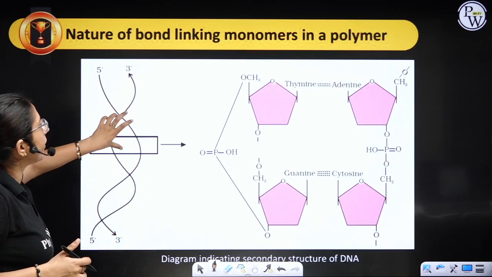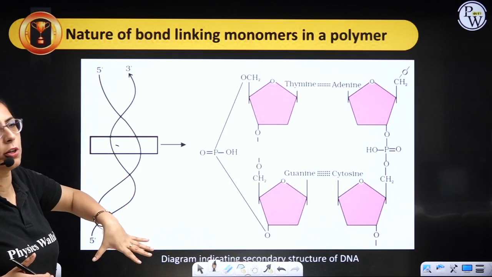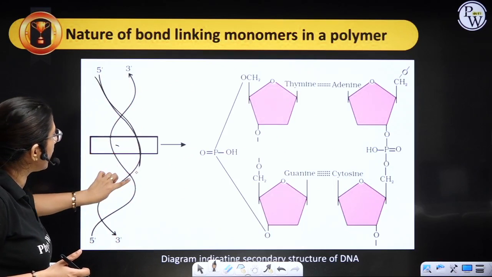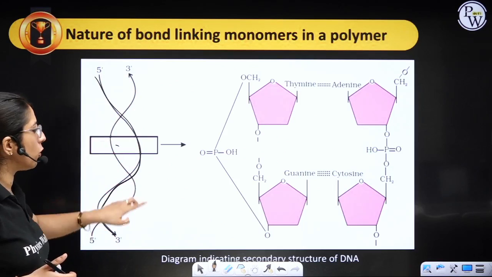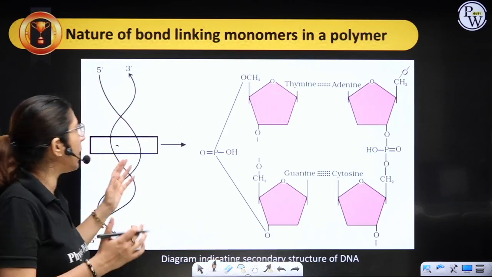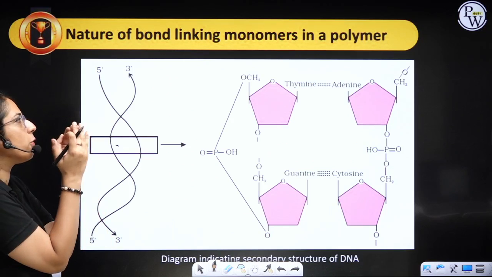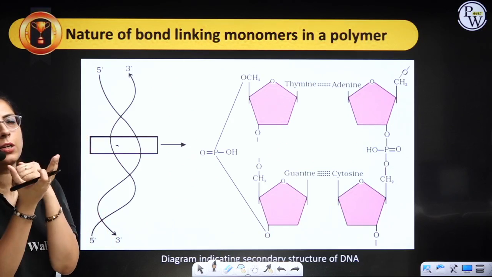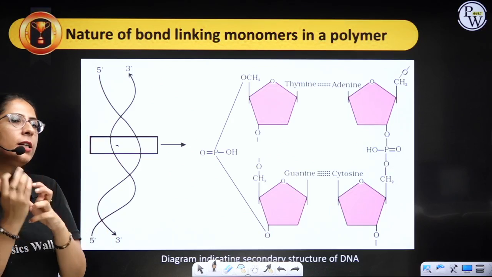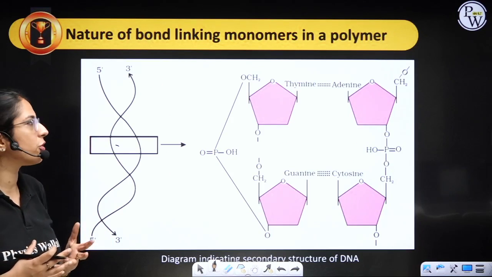Now the DNA looks like this, it is made up of polynucleotide chains. This is a polynucleotide chain, and the other one is also a polynucleotide chain. Both of them join together, and in between them the hydrogen bond is present. That hydrogen bond can be double or triple, depending upon the type of bases which they are having.